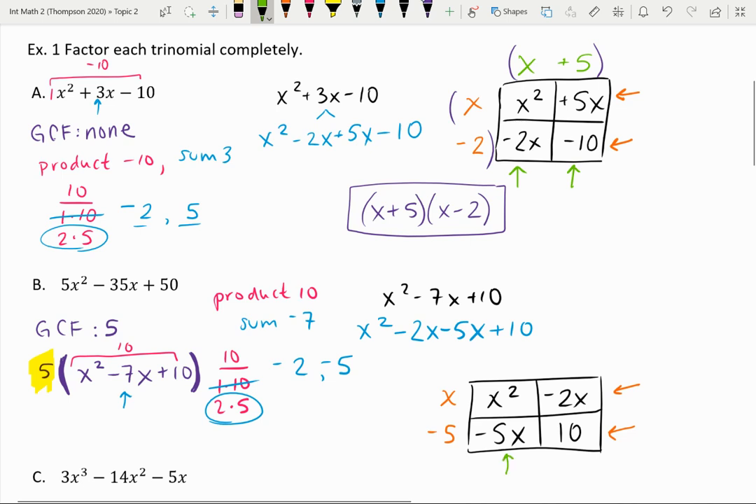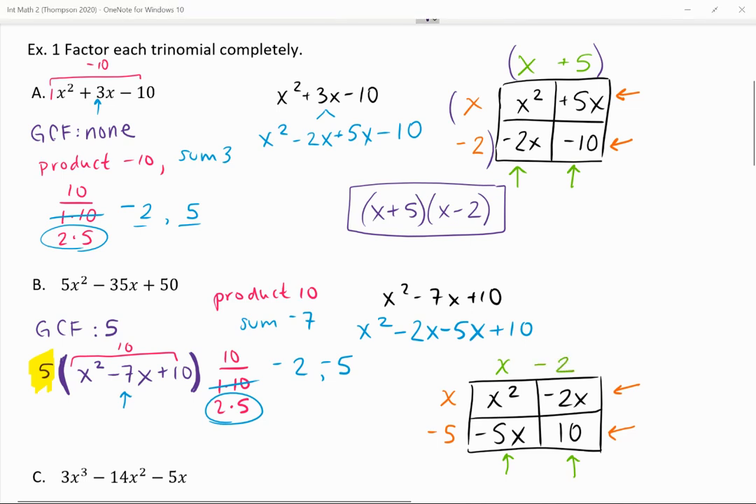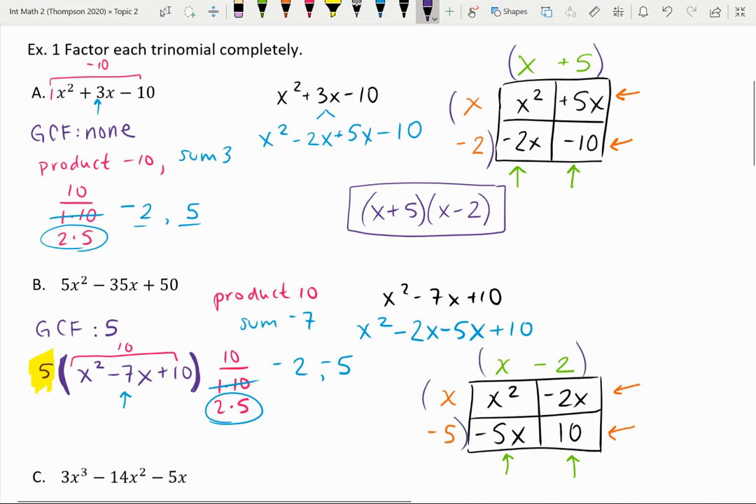Look at your first column. x squared minus 5x. What can I take out of both? I can take out an x. Next column, minus 2x and 10. I can take out a minus 2. So my final answer here, I'm going to have the x minus 2, and I'm going to have the x minus 5. And what's that thing I warned you not to forget? The 5. If we leave that off, it is not all the way correct. Okay, so there is my factored form.